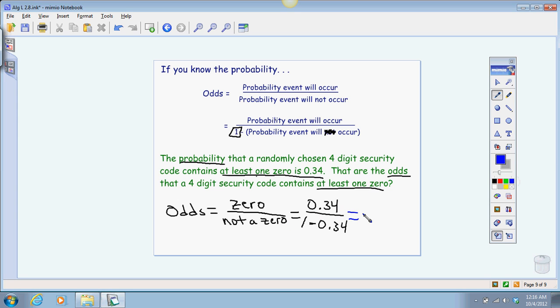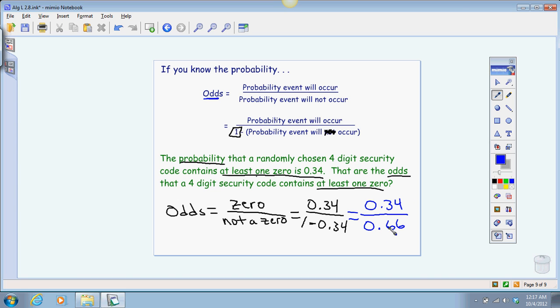It might be a little difficult to understand, guys, but just trust me on this formula. If we know the probability and we want to figure out the odds, you take the probability the event will occur over 1 minus the probability that the event will occur, because that's going to give us how many times it doesn't happen. This ends up being 0.34 over 0.66, if I subtract correctly, I hope. And I again will apologize if I'm wrong.